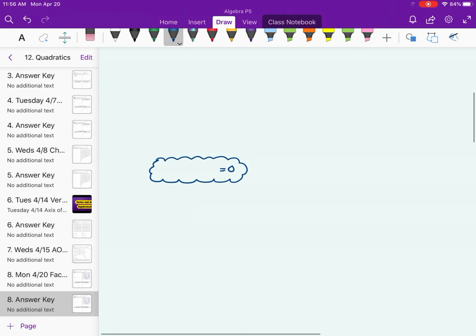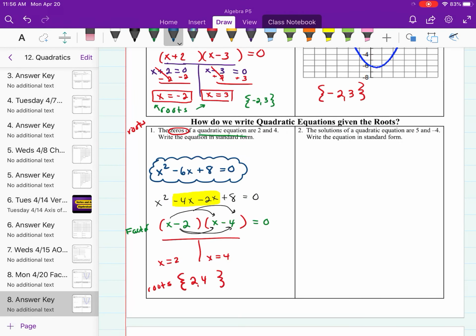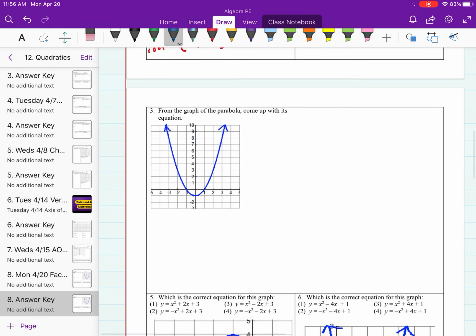in standard form. So I'm going to leave that second one there for you guys to try it. Same process, work backwards. All right, other types of questions is like number 3. From the graph, come up with the equations. That's kind of weird. I just gave you a graph and I want you to write the equation of the graph. Well, one thing I noticed is this is a quadratic equation because it looks like a U.